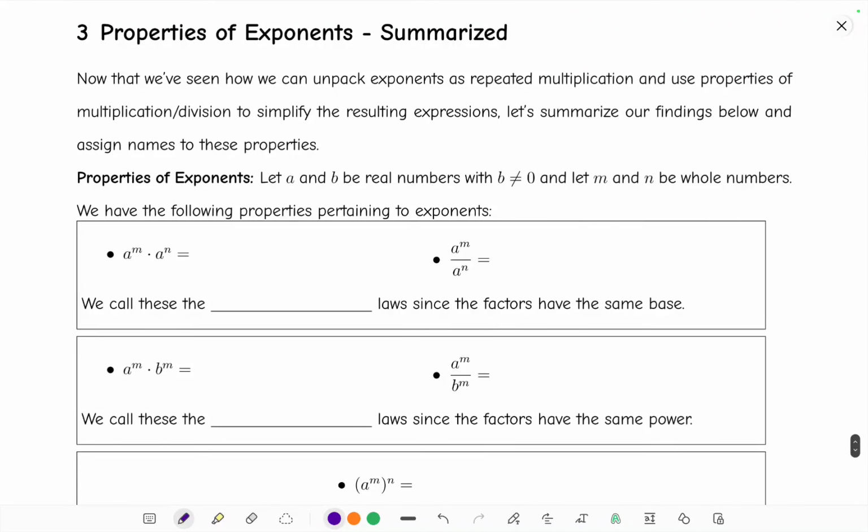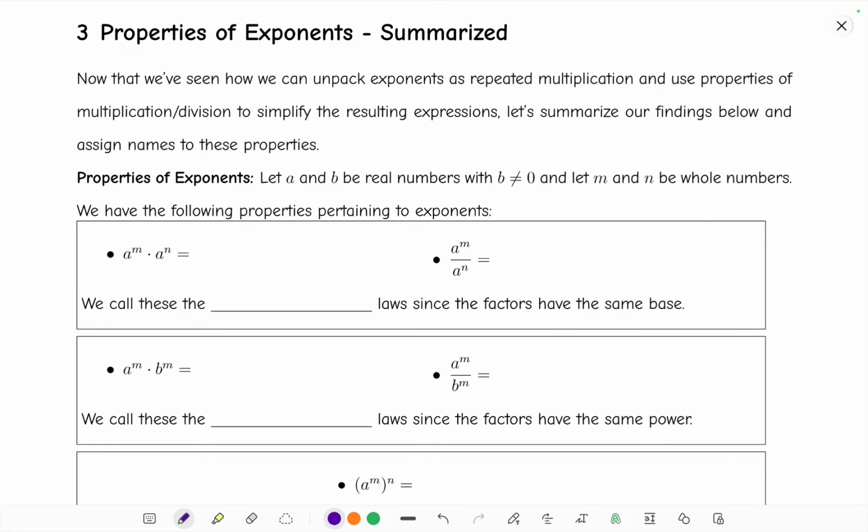And then part 3, properties of exponents summarized. Now that we've seen how we can unpack exponents as repeated multiplication and use properties of multiplication and division to simplify the resulting expressions, let's summarize our findings below and assign names to these properties.